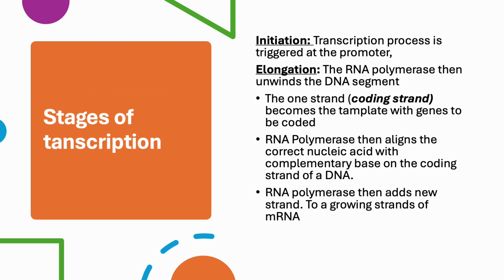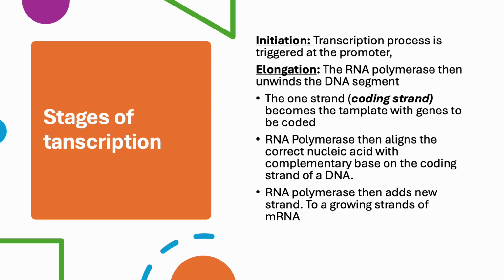The stages are the same as in DNA replication: initiation, elongation, and termination. During initiation, the process is triggered at the promoter. In elongation, the RNA polymerase unwinds the DNA segment. One strand, the coding strand, becomes the template with the genes to be coded. It copies the first three bases, like an amino acid, first, then goes to the next one.